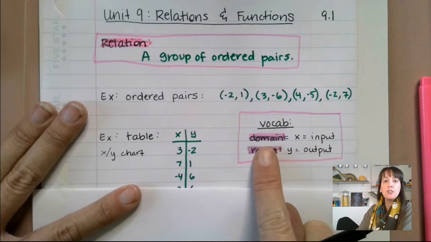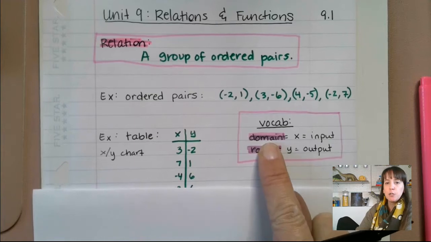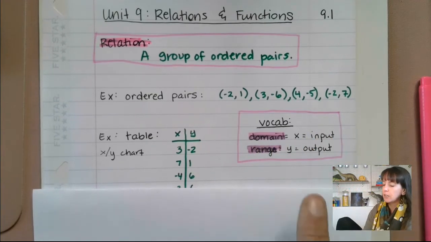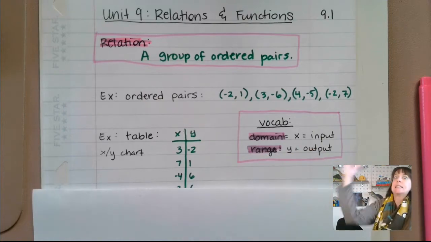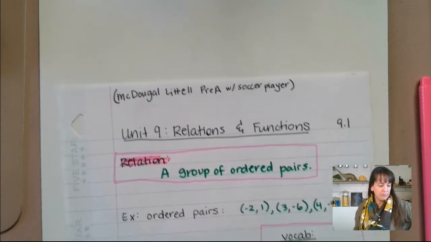Your other 2 big things that if you take away nothing else from this lesson, I want you to learn: your domain is the same as your X, which is the same as your input. All those mean the same thing. Range, Y, output, same thing. Okay, so if you need to, pause the video and write those down.